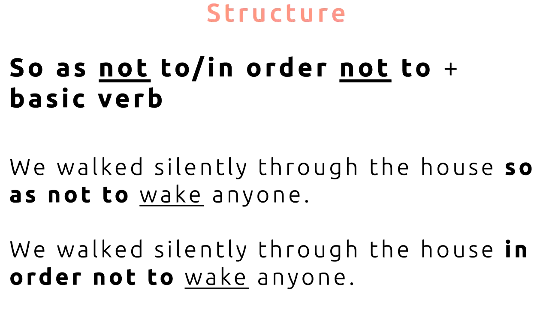In these examples, we could replace the target structure with because I didn't want to. So we could say, we walked silently through the house because I didn't want to wake anyone. Those are the positive and negative forms. Now let's look at where we can place in order to and so as to in a sentence.